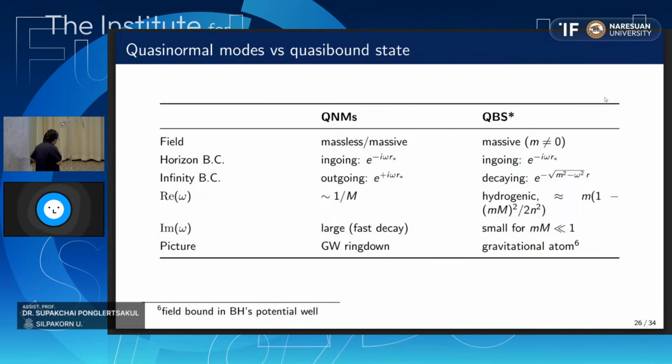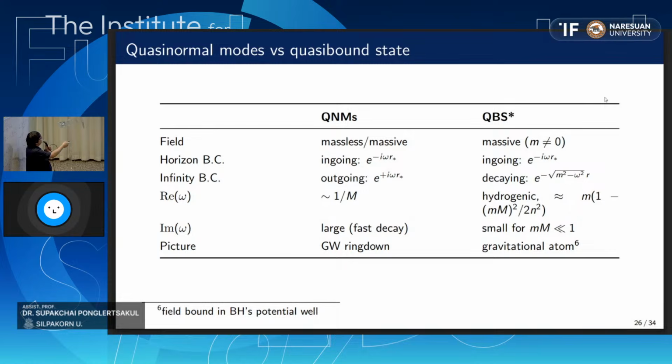Okay, so since I'm going to talk about the quasi-bound state, I think it's better that I give you some idea about what a quasi-bound state is. So this is a table comparing the difference between the quasi-normal modes and quasi-bound states. Basically, for the quasi-bound state, the big difference comes from the boundary condition at infinity. For the quasi-normal mode, we require only an outgoing wave at infinity. But for the quasi-bound state, we demand that the field should decay exponentially, where the little m that you see here is the mass of the scalar. So for the quasi-bound state, the minimum requirement is that you need a massive field.